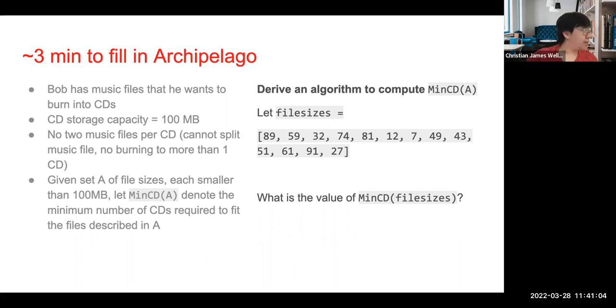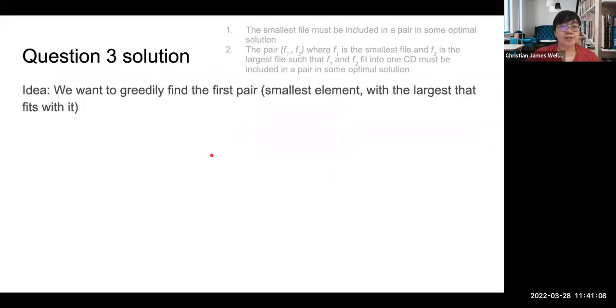Great. So I think answers are coming in, and most of you have the idea right. Again, we want to greedily find the first pair, a smallest element with the largest that fits with it. What you can do to efficiently do this is to sort the array. In a lot of greedy algorithm problems, sorting is a very common routine, in order to do the greedy choice efficiently.